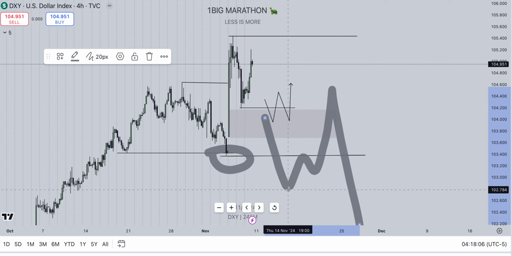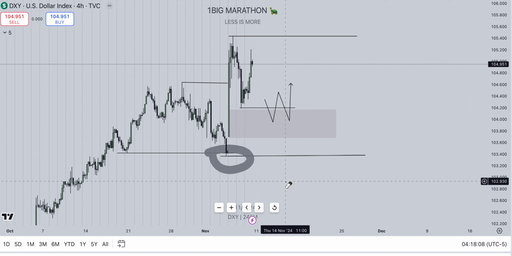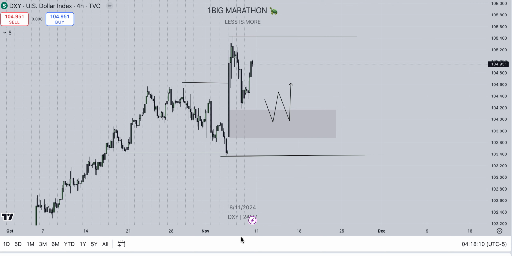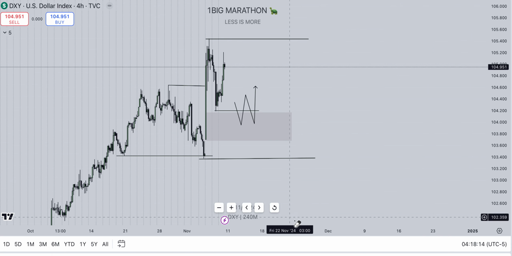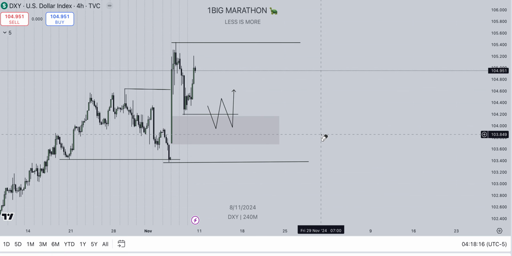But as of now, this is what I am looking for on DXY on the higher time frame. That's a 4 hour time frame. When it comes to market forecast, my view for the week, I like to start looking at the market from a higher time frame. When it comes to the smaller time frame, that's when I'm looking for my entry.